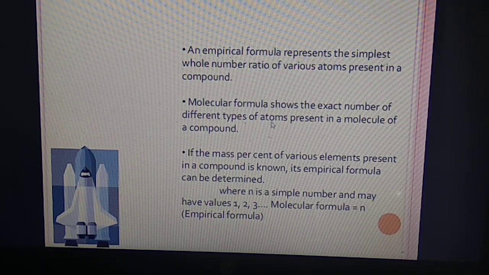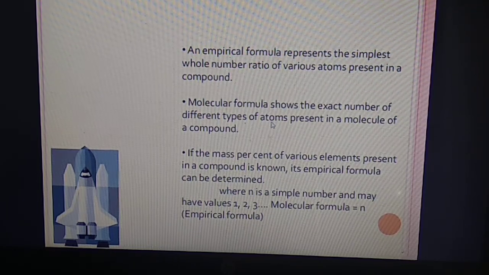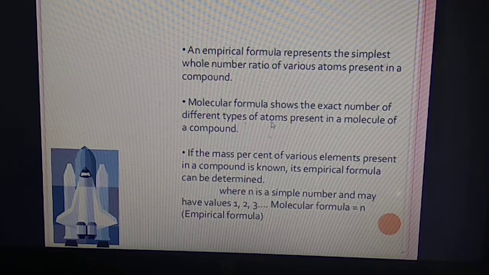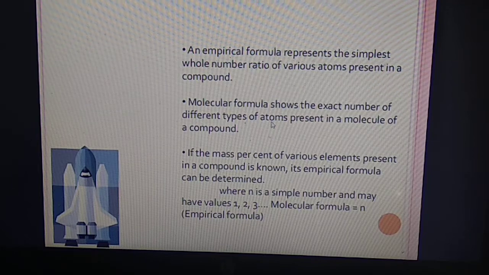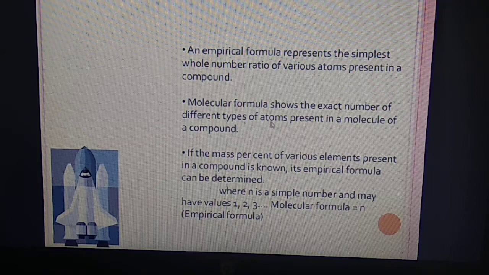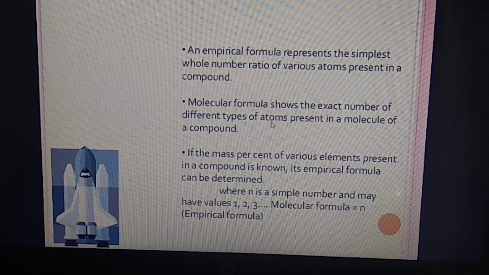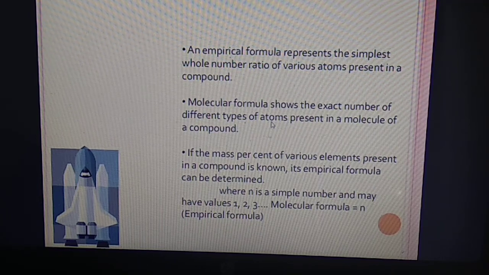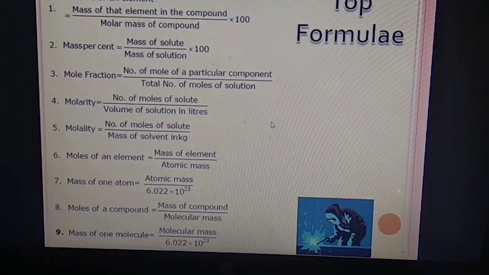If the mass percent of various elements present in a compound is known, its empirical formula can be determined, where n is a simple number and may have values 1, 2, 3. Molecular formula mass is equal to n into empirical formula mass. Again, I am repeating: what is the relation between empirical formula and molecular formula? Molecular formula mass is equal to n into empirical formula mass, and n equals molecular formula mass divided by empirical formula mass.